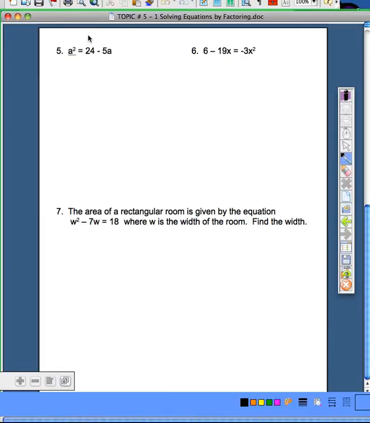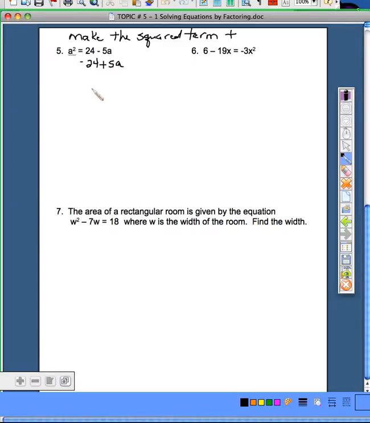Now, this is my advice to you here. Make the squared term positive. Okay. So look where your squared term is. Here it is. And it is positive. So that means what I'm going to do is I'm going to take these and move them over here. So I'm going to subtract 24 and add 5a.